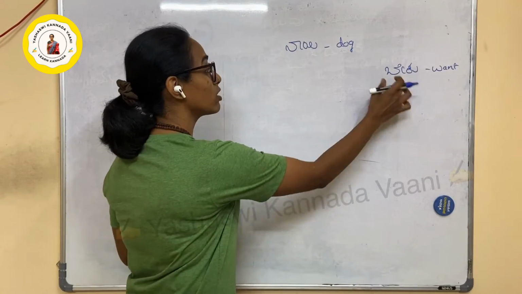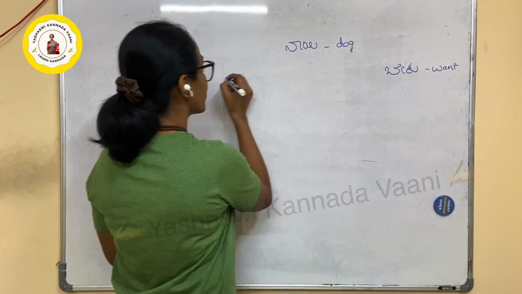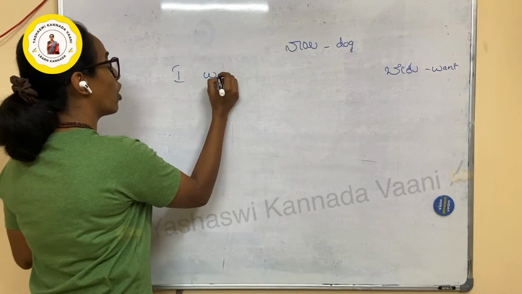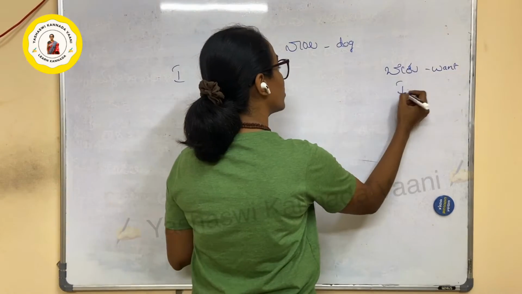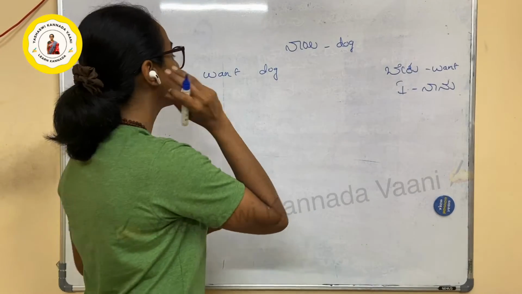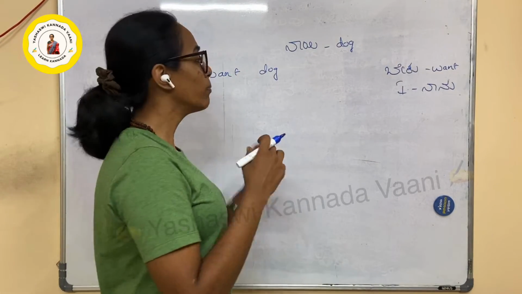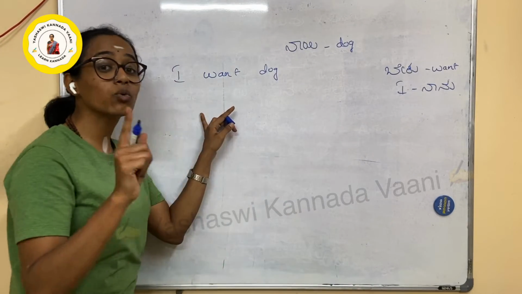So now I know the word beku. Okay, and I want to say, now I want dog. So I is nanu, right? So here I can't use nanu dog, nanu beku dog. I can't use it. So only here your mother tongue will help you.